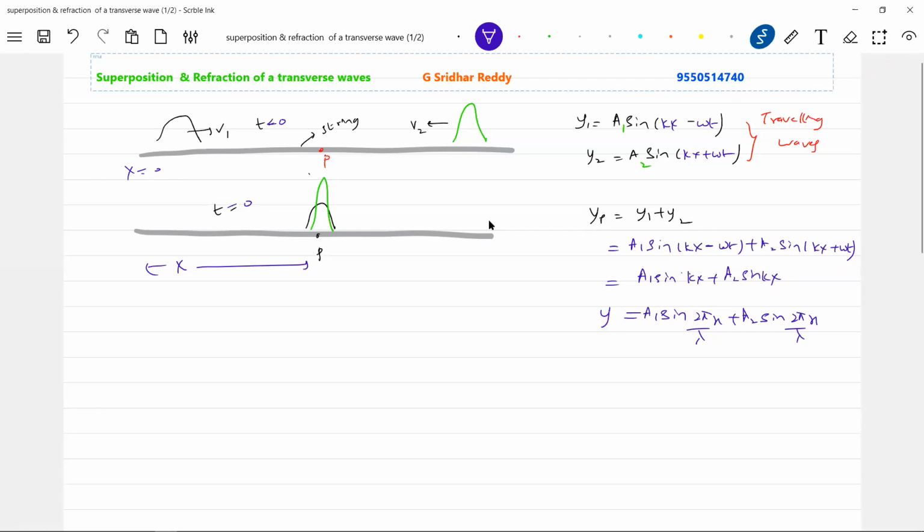The displacement of that point is given by this. At different instants of time, when the waves arrive there, you can find out the displacement of point P. If only wave 1 is present, the displacement is given by A1 sine(2 pi x by lambda). If only wave 2 is present, the displacement of point P is given by A2 sine(2 pi x by lambda). When both are present, you take the algebraic sum, because the sign can be positive or negative.